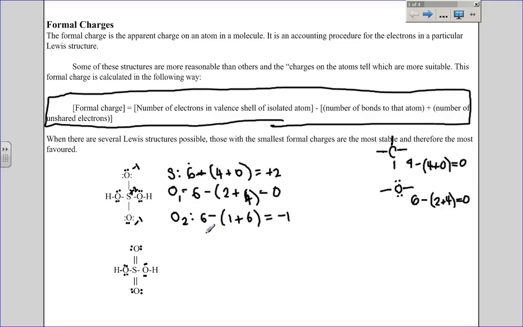Let's move on to this molecule here. We'll start with sulfur again. So with sulfur in this particular molecule, it still starts with 6 valence electrons. We're going to subtract. In this case, it's got 6 bonds total.